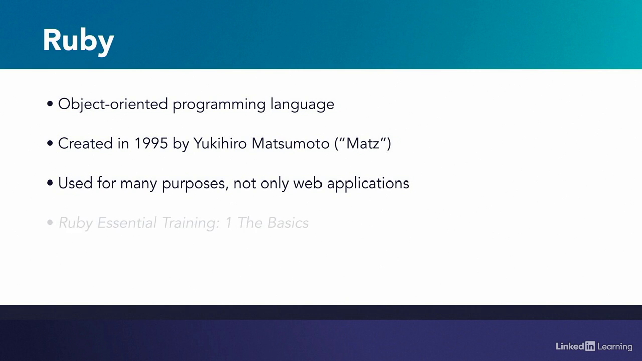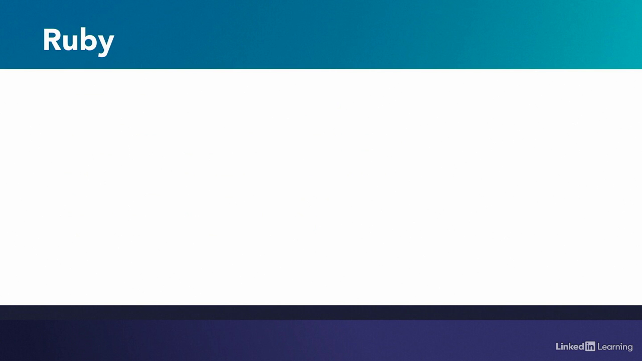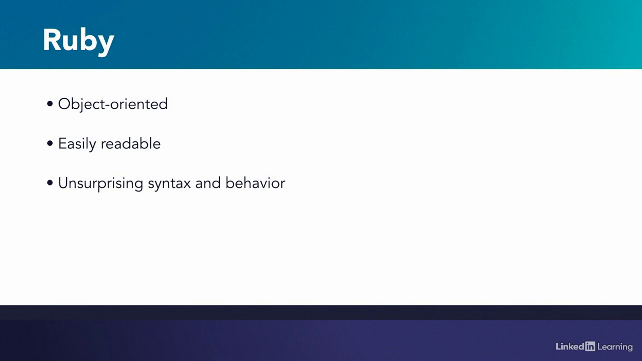If you want to learn more about Ruby, the course library includes several courses, starting with Ruby Essential Training, that will strengthen your understanding of the fundamentals of the Ruby programming language. Ruby is the foundation on which Ruby on Rails is built. Personally, Ruby is the part I like the most about Ruby on Rails, because the Ruby language is a pleasure to work with. It's object-oriented, it's easily readable, and it has an unsurprising syntax and behavior. It's easy to write code, and it avoids some of the headaches in other languages, such as carefully indenting lines or ending every line with a semicolon. We don't have to do that in Ruby.